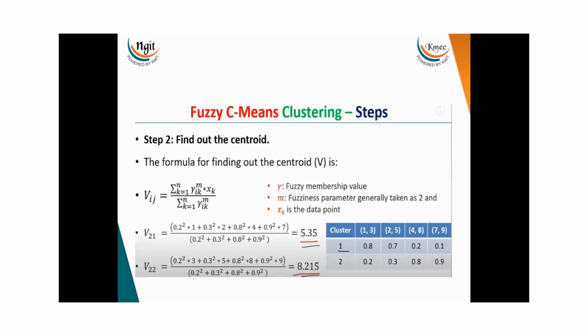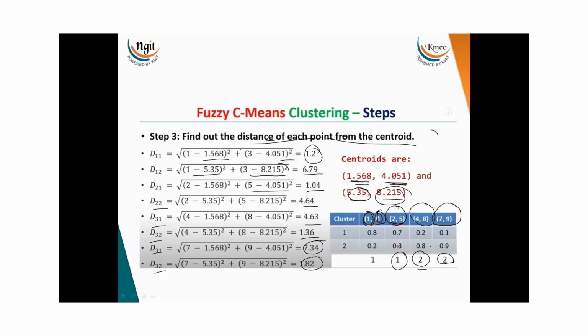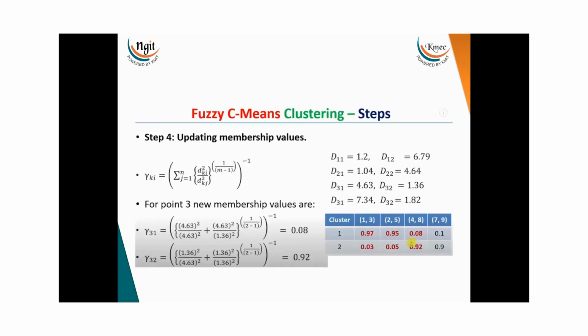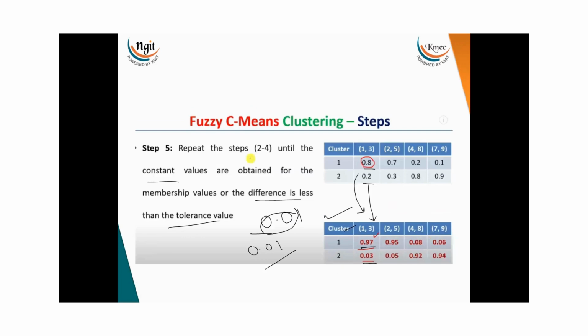Once the centroid has been found in the second step, we have to find the distance of each point from the centroid. Using that distance, we will find whether that particular data point belongs to cluster 1 or cluster 2. After finding the distance of each data point to the centroid, I have to update the membership values. And how many times do I do this updation? Until the obtained values are constant or the difference is less than the tolerance value, I have to repeat steps number 2 to 4. So this is all about the fuzzy C-means algorithm.